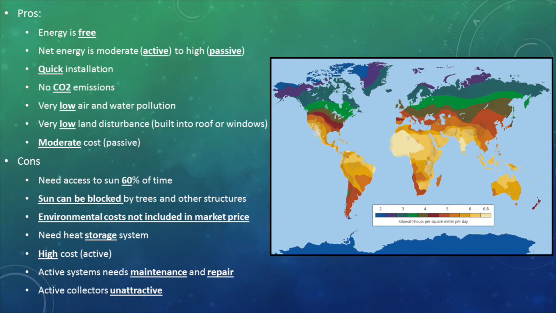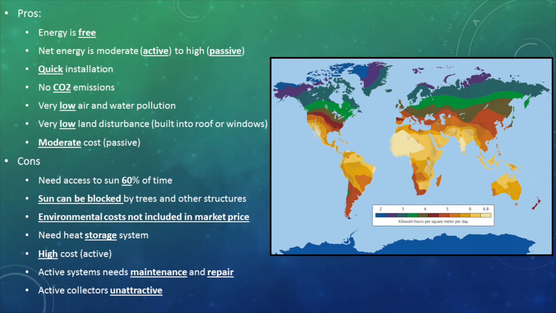Now, what are the pros and cons of using solar energy? First, the energy is free. We are not having to pay for the sun's energy. The net energy is moderate if you're using an active setup, or very high if you're using a passive setup. It's really quick to install. There are no carbon dioxide emissions, so we're not looking at a lot of global warming coming from this. There's very low air and water pollution. There's very low land disturbance because most of the time we are taking advantage of roofs or windows here. And it is a moderate cost if you're looking at a passive system.